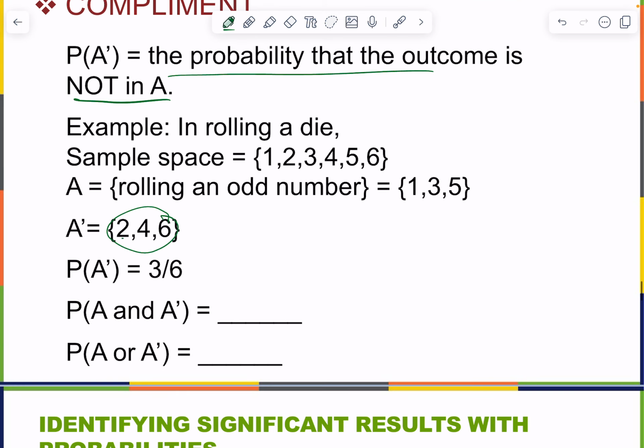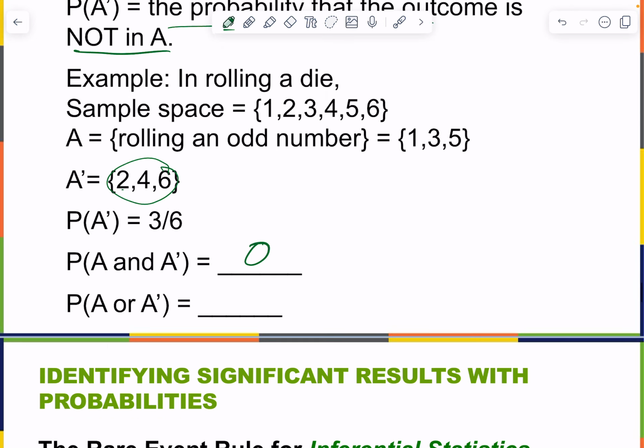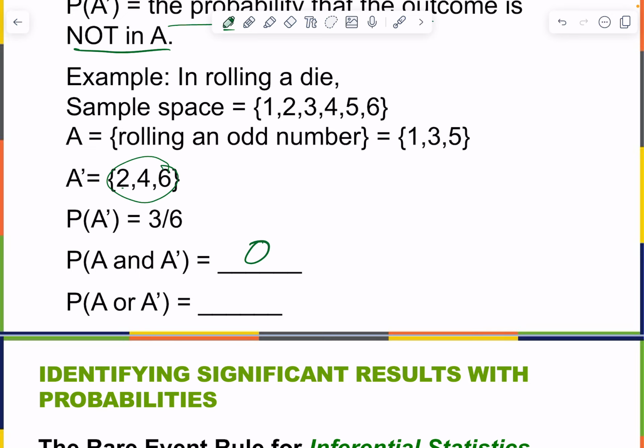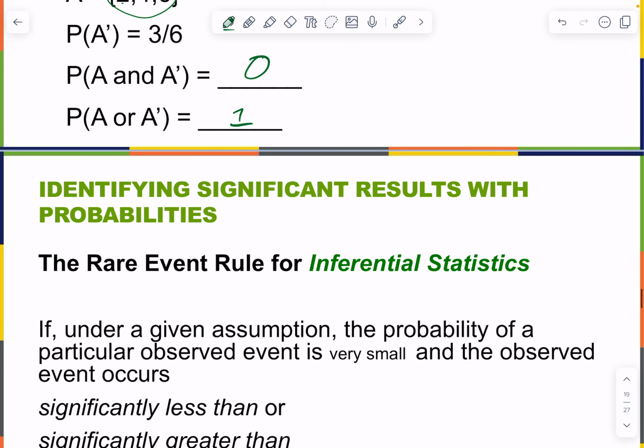Now, look at this. What's the probability of A and A complement? So something being in A and A complement. Well, that's impossible. You can't have something in A and its complement, because the complement is everything not in A. What is the probability of A or A not? Well, that covers everything. It's the whole sample space.